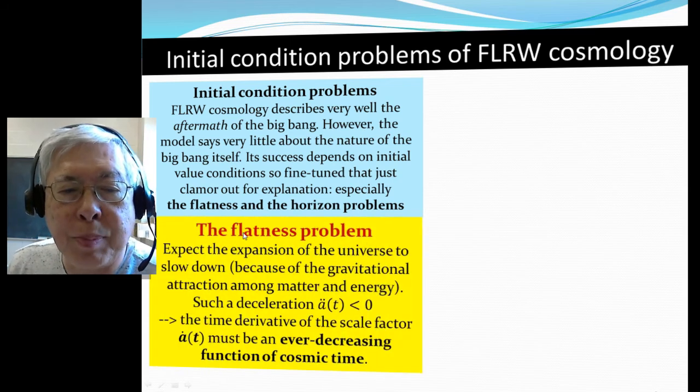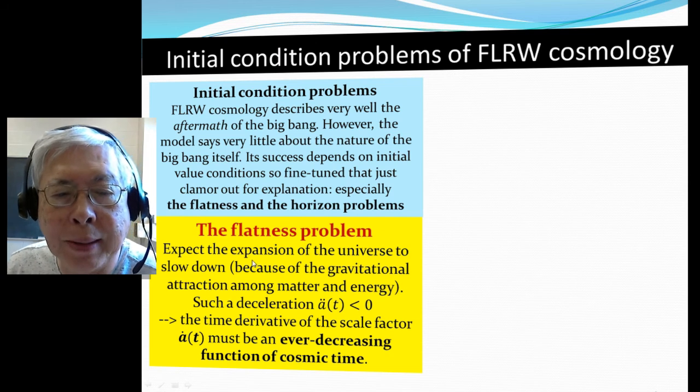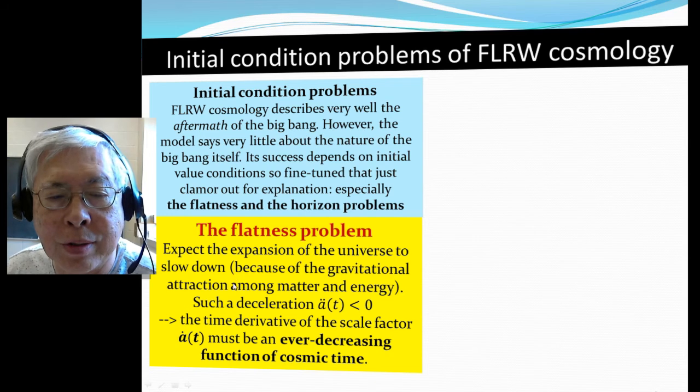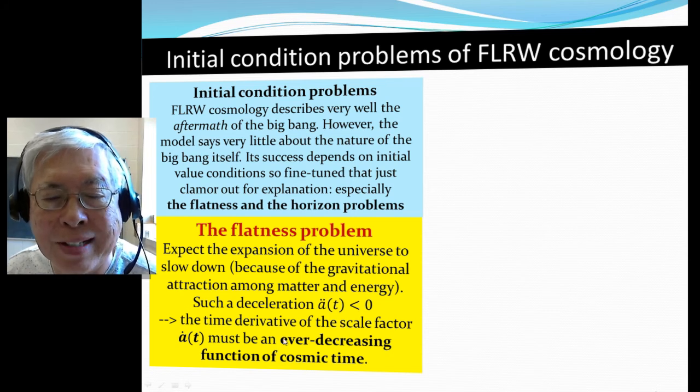So what is the flatness problem? We expect the expanding universe to slow down because of gravitational attraction among matter and energy. Such deceleration, which means the second derivative of the scale factor is negative, means the time derivative of the scale factor, a dot, must be an ever-decreasing function of cosmic time. As time increases, a dot must decrease.